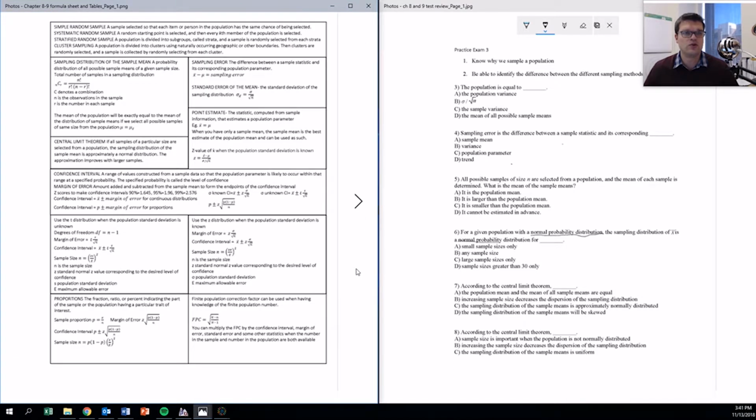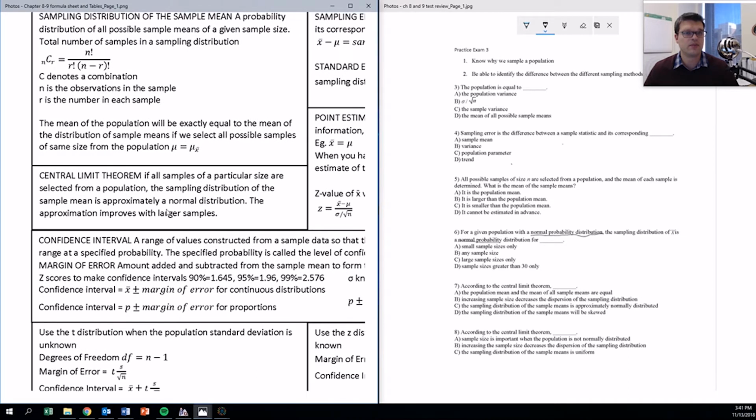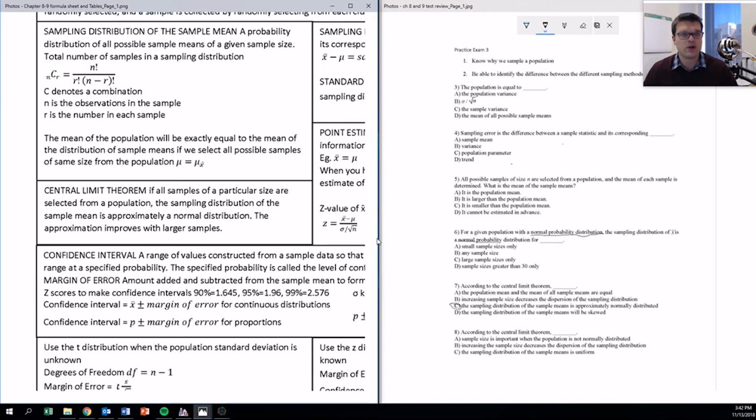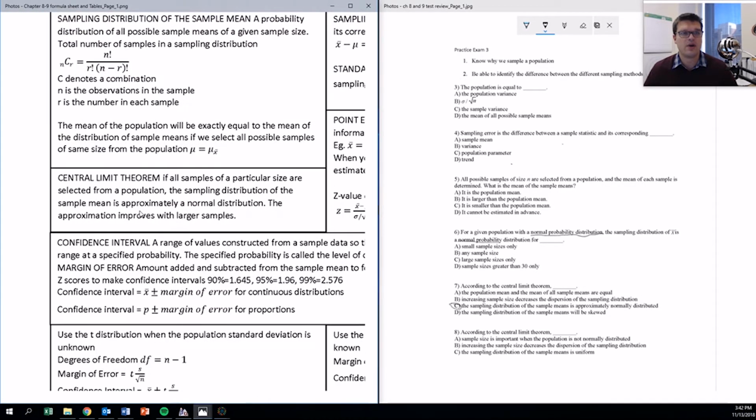In order to know the correct answer, we really have to know the central limit theorem. Okay, so if all samples of a particular size are selected from a population, the sampling distribution of the sample means is approximately normally distributed. Okay, so the answer right here is C. Some of these might be correct, but what we're asking for is according to the central limit theorem. If there's one definition that you really need to know inside and out, it should be the central limit theorem, because there's a lot that's based on that.